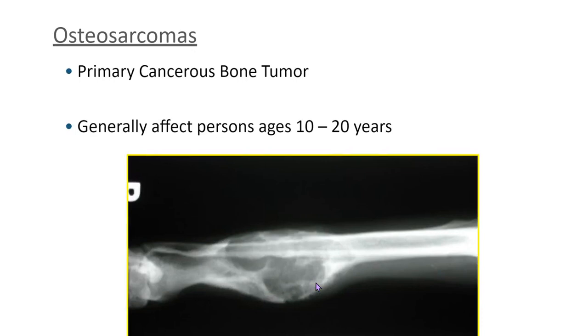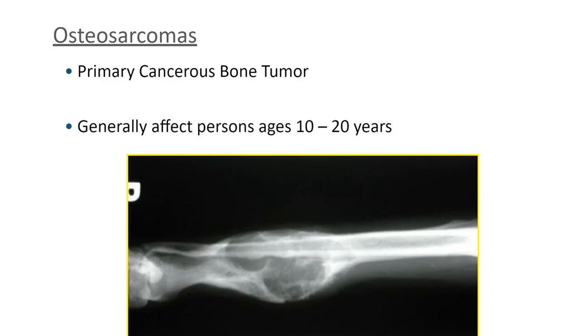Another type of bone malignancy that I'd like you to be familiar with is osteosarcoma. An osteosarcoma is another example of a primary cancerous bone tumor, again meaning it did not metastasize from somewhere else, it originated in the bone. Osteosarcomas typically affect younger people between 10 and 20 years of age, but it can affect anyone at any age. And it may develop in older people actually with a history of Paget's disease.